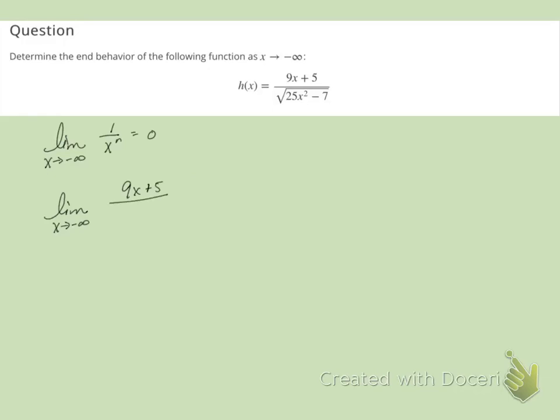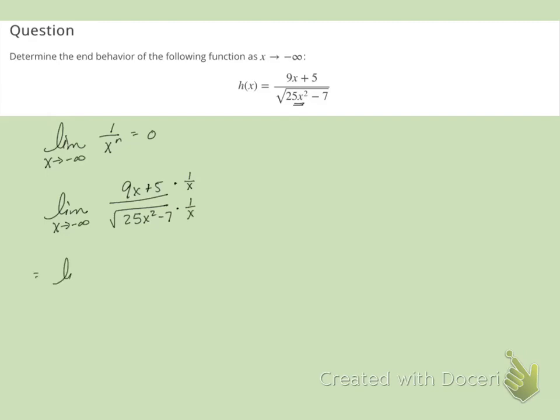9x plus 5 over the square root of 25x squared minus 7. So I'm going to stick with the same technique of multiplying both the numerator and the denominator by 1 over the highest power of x. And I want you to notice that I have this 25x squared, but that this x squared is underneath a square root, which means it's acting like an x to the first power. So I'm going to multiply the numerator and the denominator by 1 over x.